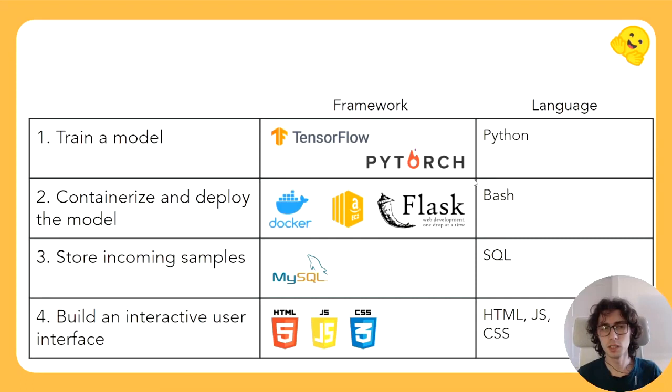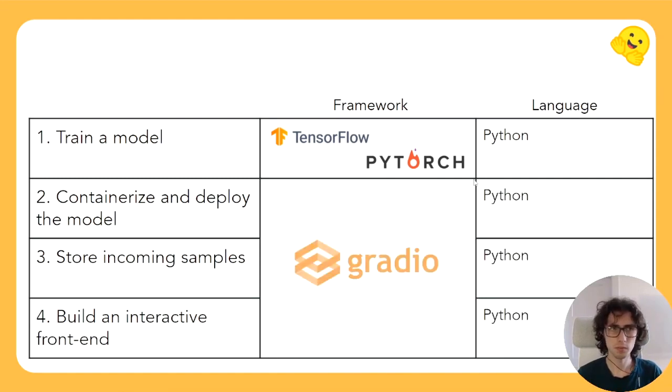So for each part of this stack, there are different tools. This makes things even more complicated. After you train a model, you need to deploy it with tools such as Docker. Then you might want to store incoming samples with SQL. And then you will want to build an interactive user interface with front-end technologies such as HTML, JavaScript, CSS, or Svelte, or any other advanced front-end framework. And Gradio is an open source Python library that allows you to take each of these steps in a single pipeline, which makes things extremely easy.